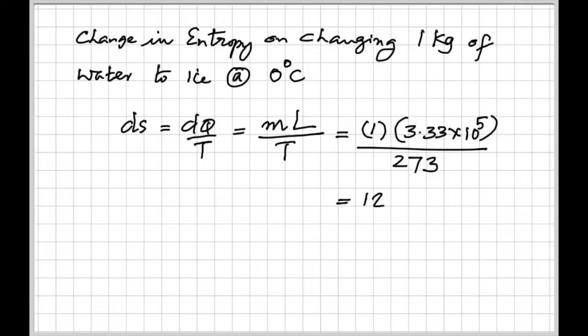1219. Please give me the unit. It's Q by T. What's the unit of Q? Quantity of heat. Very good. That's the unit of entropy: joule per Kelvin.